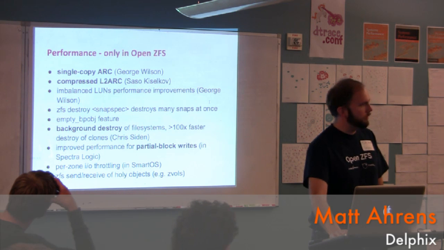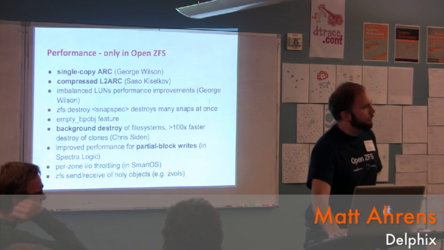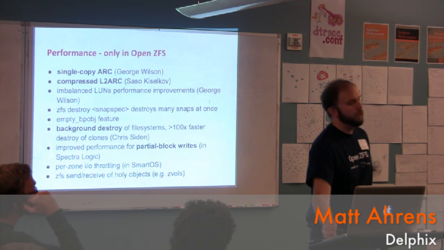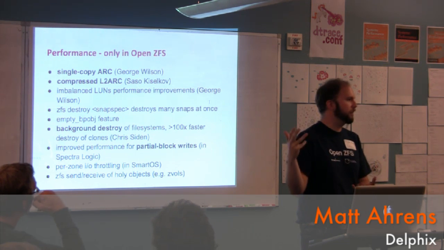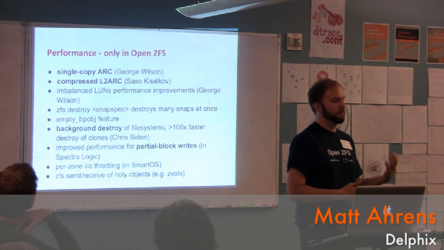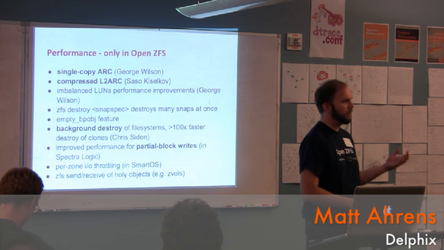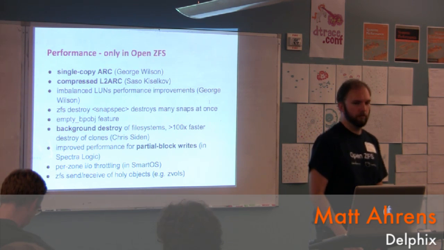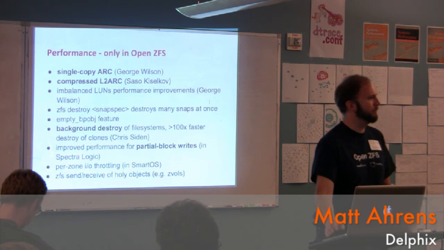Would the single copy ARC help with the deletion of old snapshots and the other files and all that? It would, because the single copy ARC is just going to make memory caching more efficient. So you're going to be able to fit more stuff into memory. And deleting file systems or snapshots, the slowest part of that is reading all the metadata off disk. So you're going to be able to cache more stuff, including that metadata. So it helps everything that needs to read stuff off disk. That kind of makes sense.